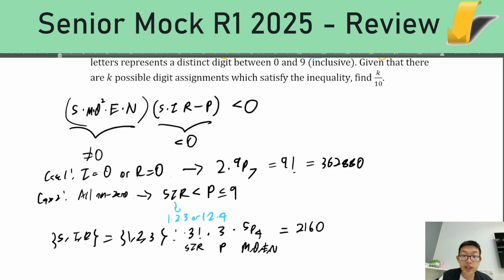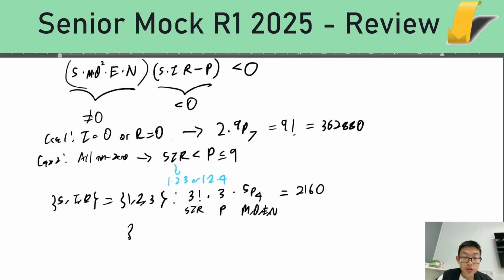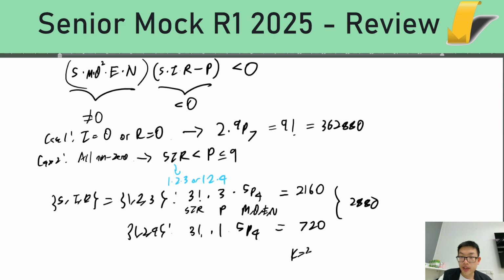Okay. In the second case, where it's 1, 2, and 4, the same thing except that this 3 has only become 1, since the P can only be 9 if SIR 1 times 2 times 4 is 8. Okay, so this is 2880. You add up and divide by 8.